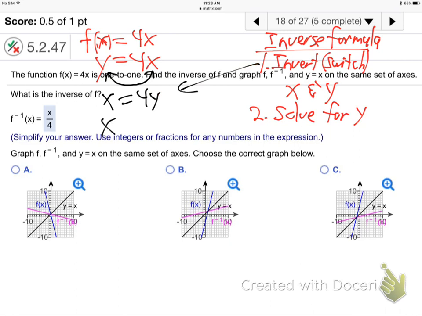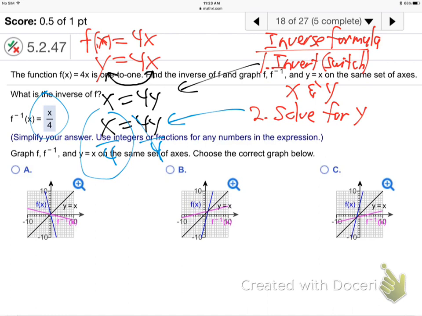Step 2, what do I do now with this? Solve for y. How do you solve that for y? That's pretty easy. Starting us off easy here. Divide by 4. There it is. There I solve for y. There's the inverse function. What is the inverse? X over 4, which is what I answered right there. The inverse is x over 4.